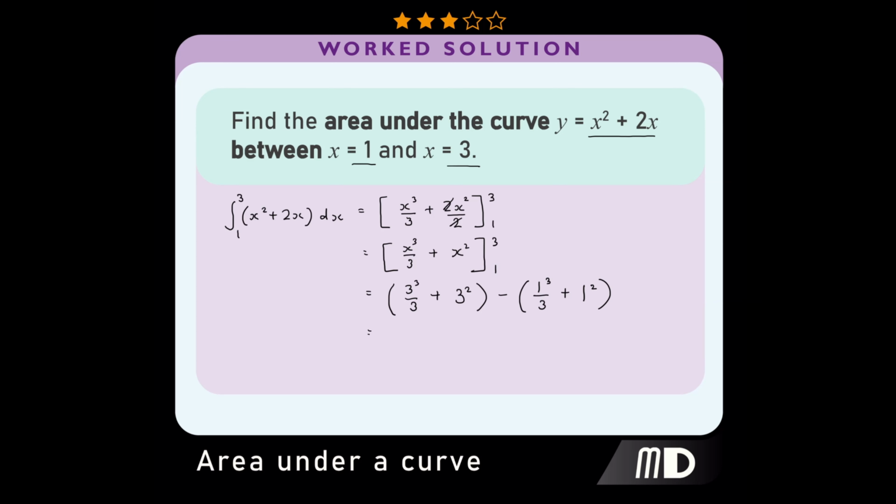That simplifies to give us 9 plus 9 minus 1 and a third. So 18 minus 1 and a third is equal to 16 and 2/3. So the answer to this question is 16 and 2/3.